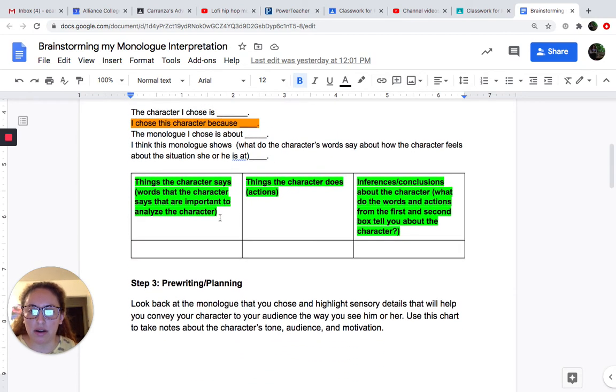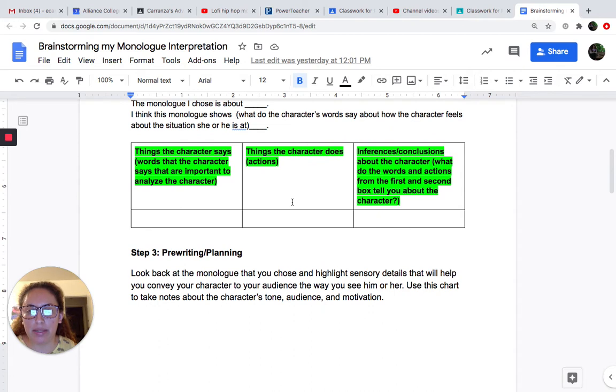If you notice, there are some highlighted sections, and I will tell you why after. And then you move on to completing the table. You are using the monologue that you picked in order to fill out the 3 boxes. For the first one, you are paying attention to the things that the character says, in particular the words that the character says that are important for you to be able to analyze the character.